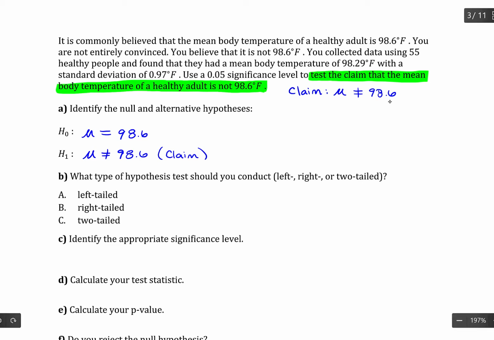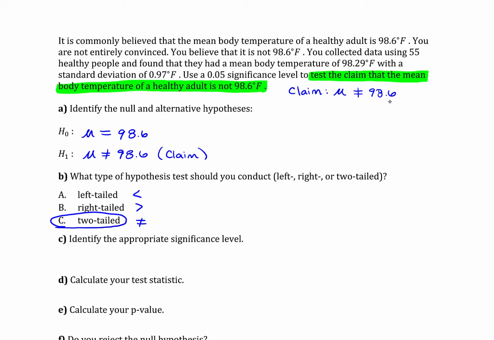Now, what type of hypothesis test should you conduct? Left-tailed, right-tailed, or two-tailed? Well, because of the not equals in the alternative hypothesis, that's going to be a two-tailed test. So if the alternative has a not equal, that's a two-tailed. If it's a greater than symbol, it's a right-tailed. And if it's a less than symbol, it's a left-tailed. And you can just think of these as arrows pointing to the left and right, helping you remember which way that goes.